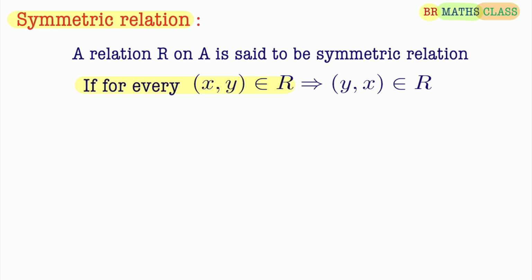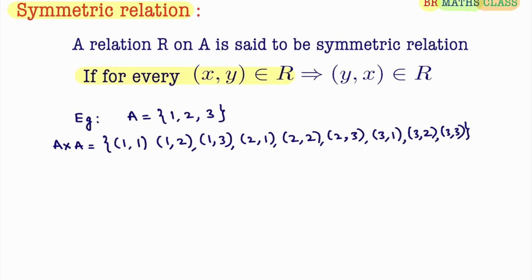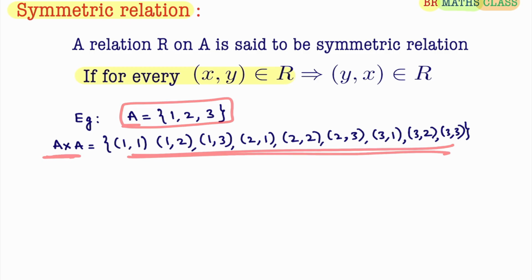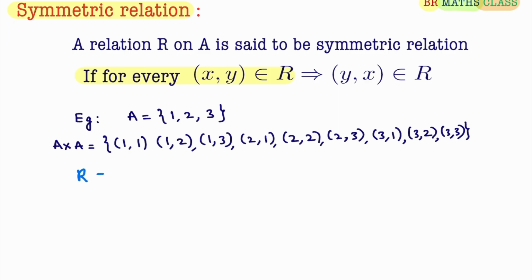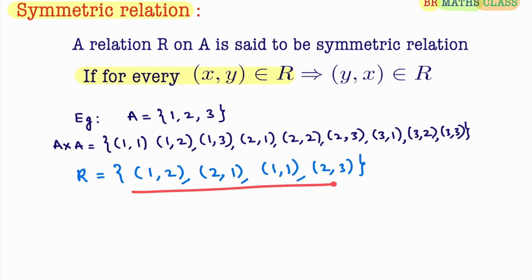We'll understand this with the help of examples. You observe, I have taken set A as 1, 2, 3. You know how to write A cross A. This is A cross A. Now, I'll take one subset of A cross A to check the symmetry condition like 1 comma 2, 2 comma 1, 1 comma 1, 2 comma 3. You observe this is a subset of A cross A. So this R is a relation on A.